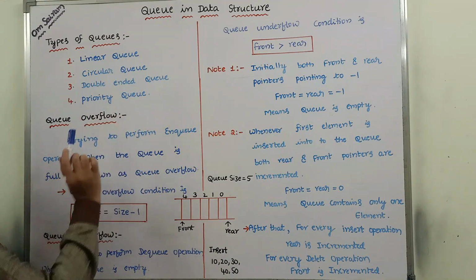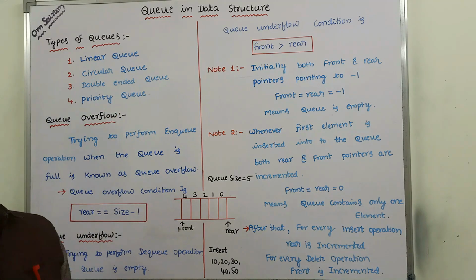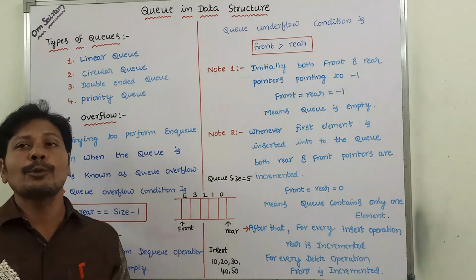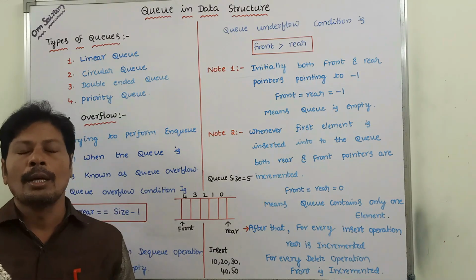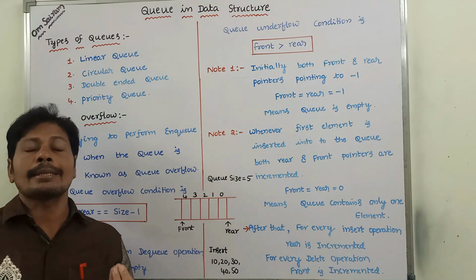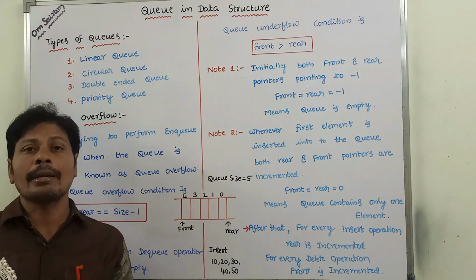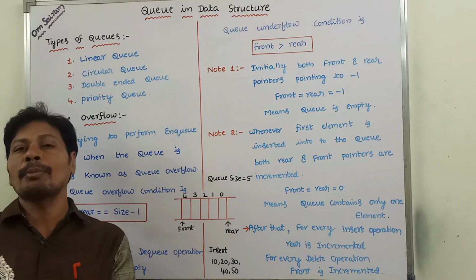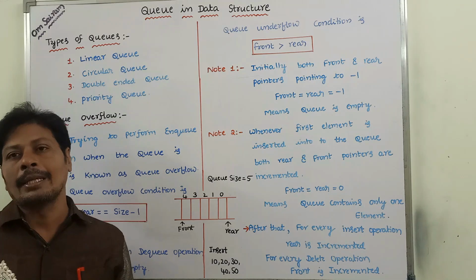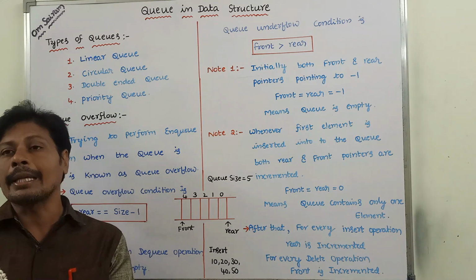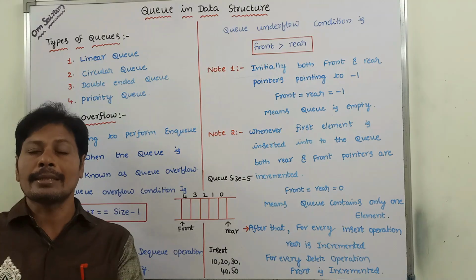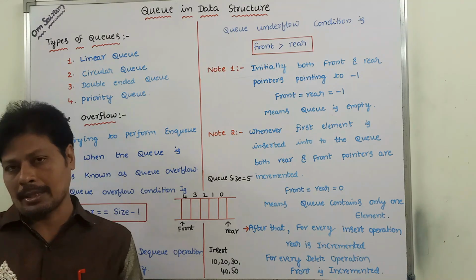Next one is priority queue. Here we have to assign priorities to the processes. Whatever process has the highest priority, that process is executed first. Whatever process has low priority, that process is executed at the last.